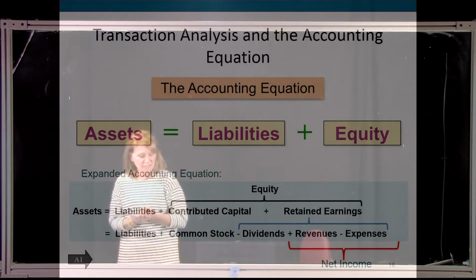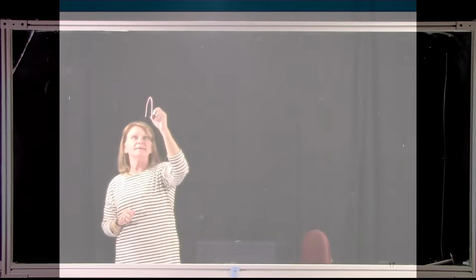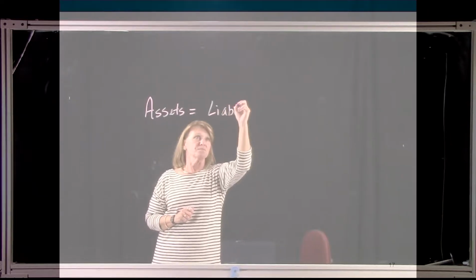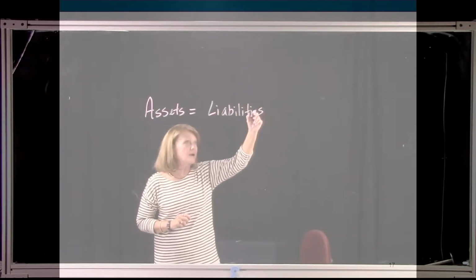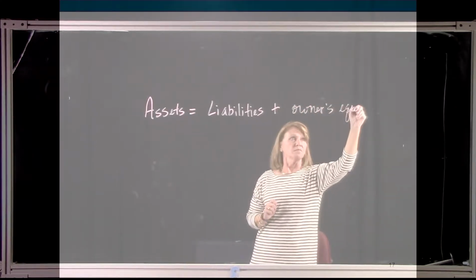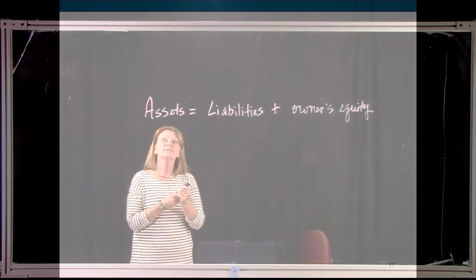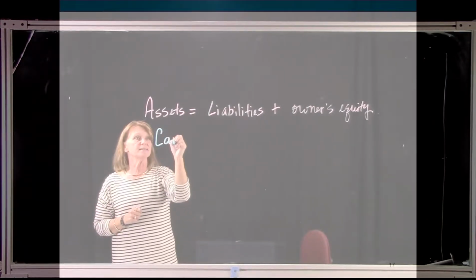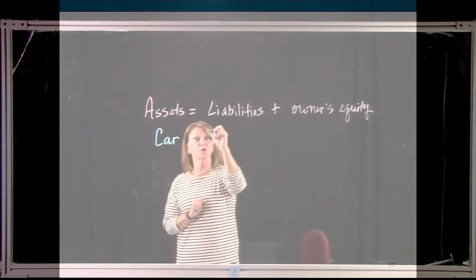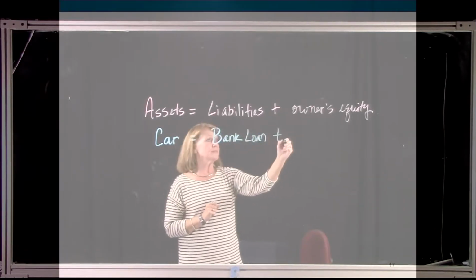So let's go on to another slide and talk about this in terms that I hope will help you understand. Assets equals liabilities plus owner's equity. So let's talk about it in terms of you. What do you own? Something that most of you probably own is a car. Okay? So a liability is the amount of money or bank loan or loan from your parents or loan from the car company plus your down payment.